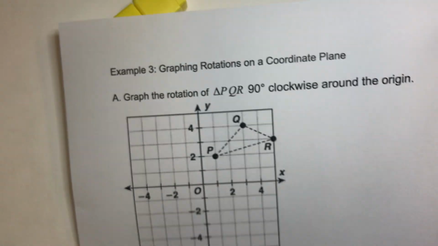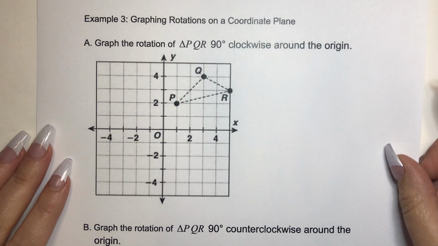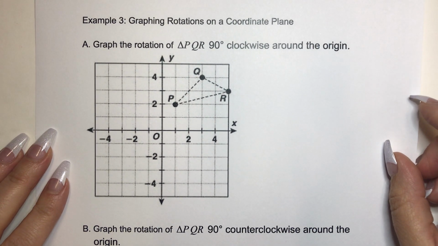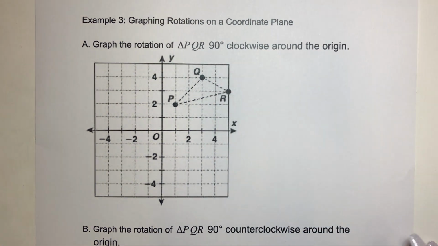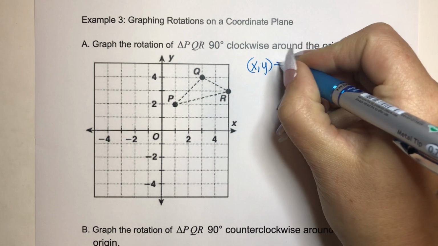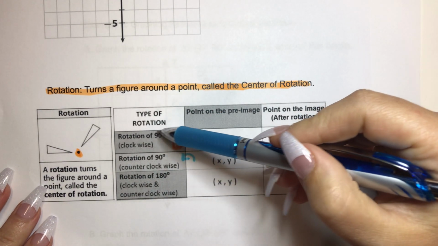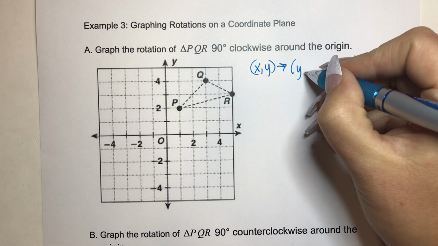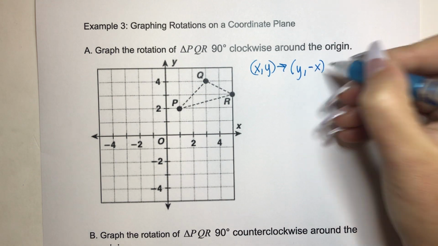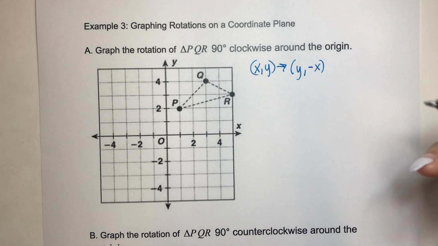Okay, so the first example here is to graph the rotation of triangle PQR 90 degrees clockwise around the origin. So let's go ahead and write down what that rule is. You start with (x, y), and 90 degrees clockwise would be (y, negative x). Then we're just going to apply this rule to each one of these points, these vertices.